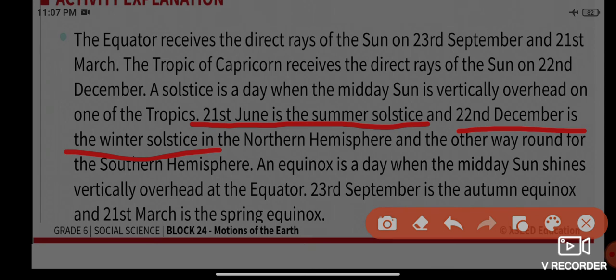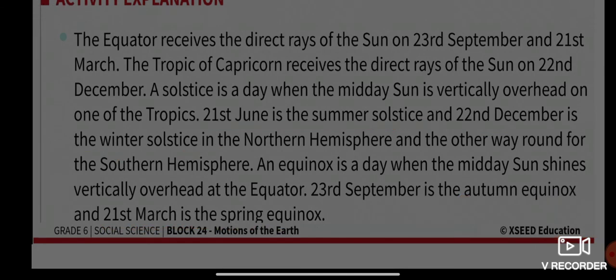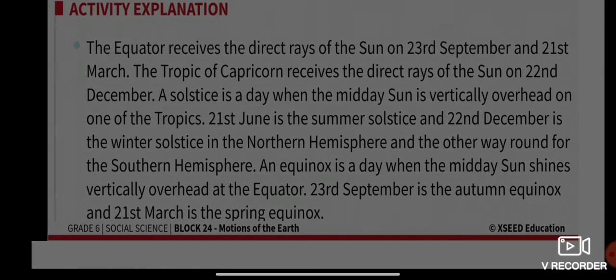So an equinox is a day when the midday sun shines vertically overhead at the equator. So 23rd September is the autumn equinox, and 21st March is the spring equinox. You have to remember those things. So the equator receives the direct rays of the sun on 23rd September and 21st March, and the Tropic of Capricorn receives the direct rays on 22nd December.